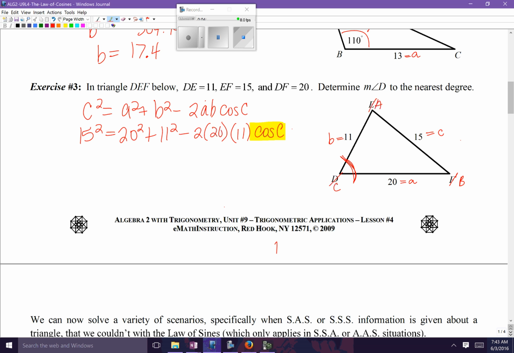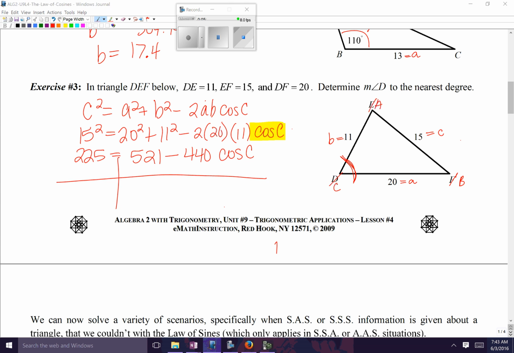So we're going to go ahead and evaluate 15 squared, and we get 225. Now we're going to have to follow some order of operation rules. I'm going to take care of this first because these are being added. So 20 squared plus 11 squared is 521. Minus, now I'm going to take care of these: 2 times 20 times 11 is 440. Then I have the cosine of C, and again, that's what I'm solving for.